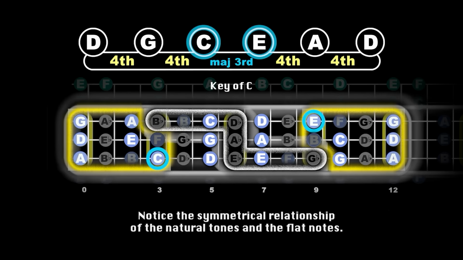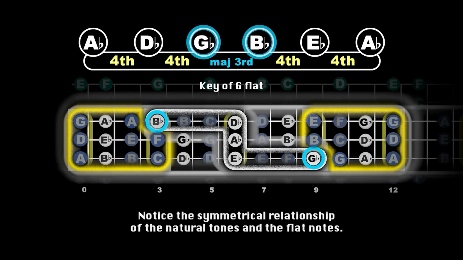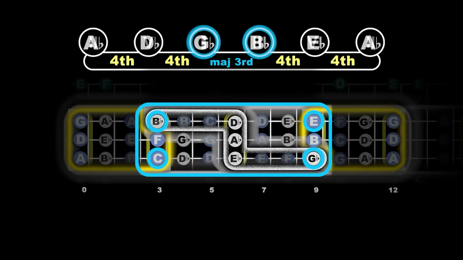Here, the notes of C major pentatonic are highlighted, with the tonic third of the key outlined in blue. Now let's highlight G flat major pentatonic and outline its tonic third in blue. Because there's only one major third in each pentatonic scale, it will define each scale's interval symmetry.